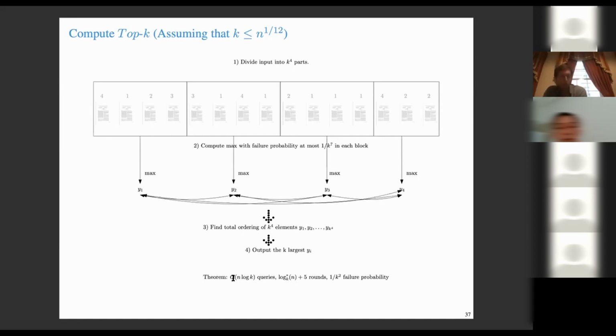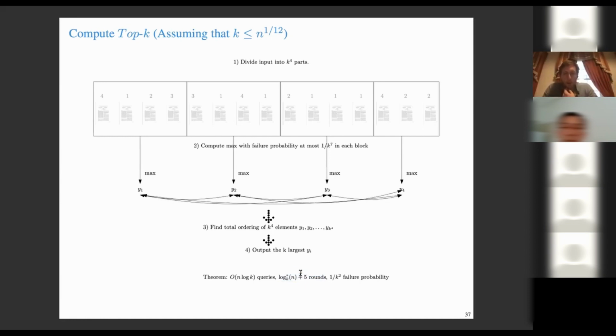So you definitely, no matter how many rounds you're going to use, you're going to need n log k queries. And if you fix this query complexity, then this is exactly how many rounds you need. You can't do it with fewer rounds, up to this additive constant here. It might be -1 or so, but that's how long it takes.